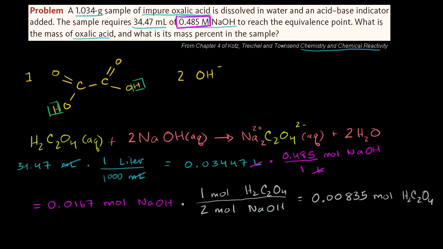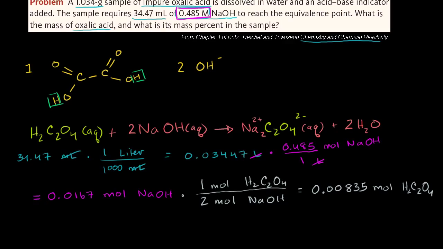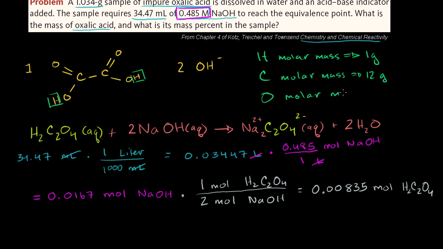And we know the molar mass of oxalic acid. Let me write these down. Molar mass. If you have a mole of hydrogen, it has a molar mass of 1 gram. And this just comes from its atomic weight. If you have a mole of carbon, its molar mass is 12 grams. And if you have oxygen, its molar mass is 16 grams.